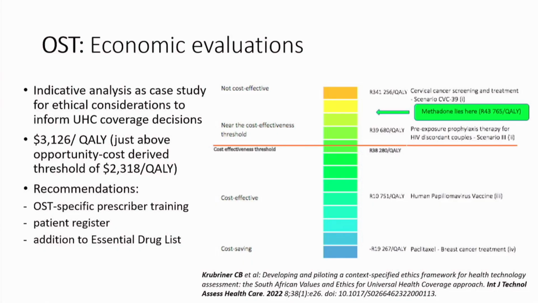And in this analysis, which was really just a background case study, the colleagues found that the cost effectiveness of OST would be just above our threshold, so it would not be cost effective based on the South African opportunity cost derived threshold. The recommendations there were to do more OST specific prescriber training with a view to enable nurses to prescribe the scheduled drug, to have patient registers, as well as to add methadone to the essential drug list.